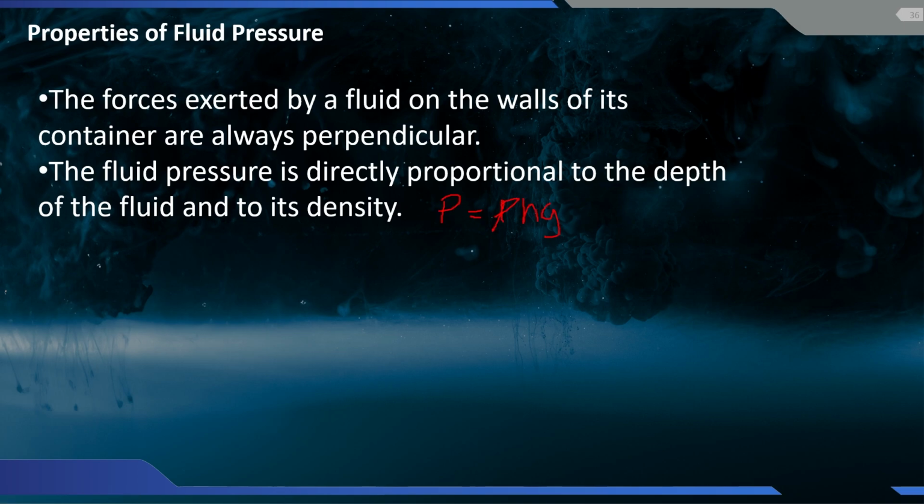rho h g, where P is the fluid pressure, rho is the fluid density, h is the height of the fluid column above the point in question, and g is the acceleration due to gravity. This equation shows that pressure exerted by a fluid increases with the depth of the fluid and its density. This is why pressure increases as you dive deeper into a body of water.